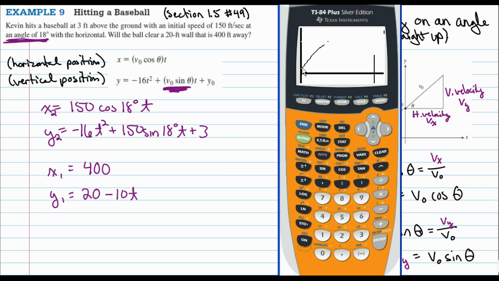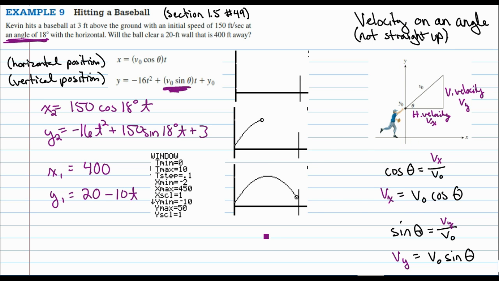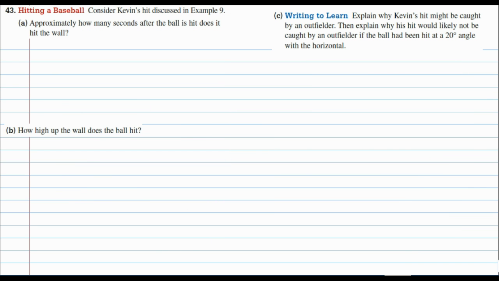There's the wall got drawn. Now the ball is being thrown. Look out, look out. Oh, it hit the wall. So the answer to this question is no. The ball will not clear the wall that is 20 feet away, or excuse me, 20 feet high and 400 feet away. Now try problem number 43 asks us about the same situation, just a couple more detailed questions.